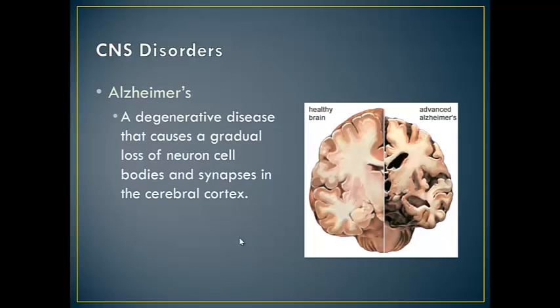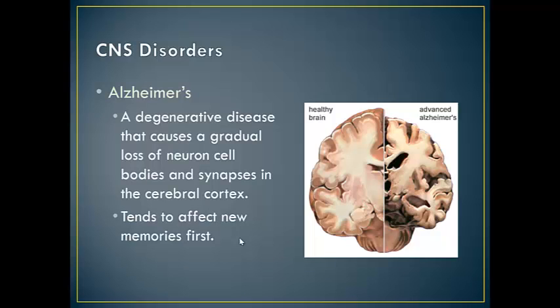Alzheimer's. Now, Alzheimer's is a degenerative disease that usually causes a gradual loss of neuron cells, and it just eats away at the brain, as you can see based on these two pictures that I'm showing you on the side.